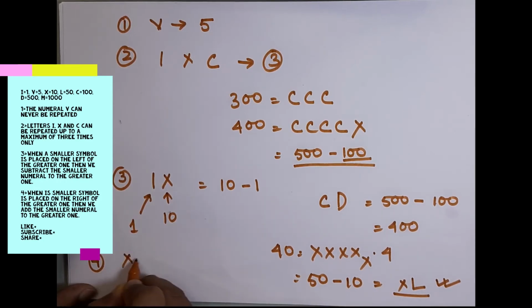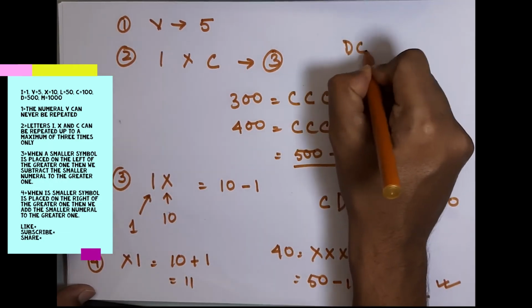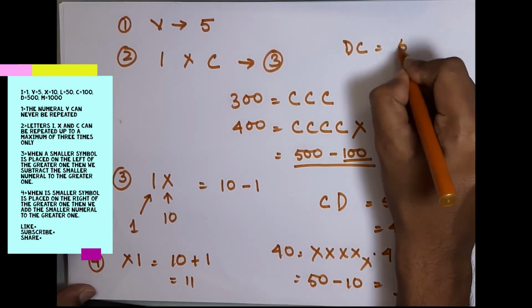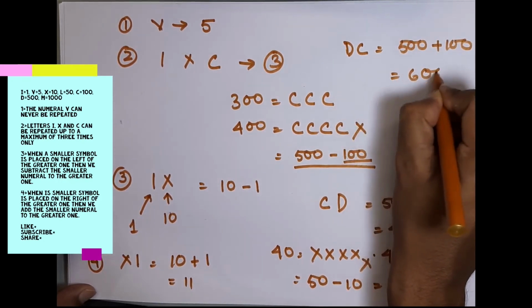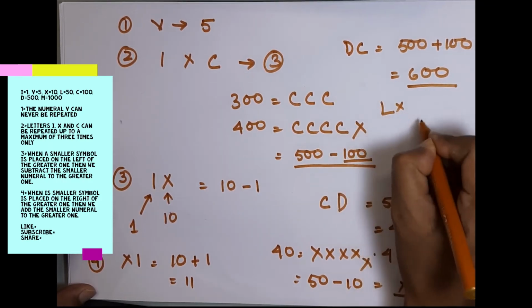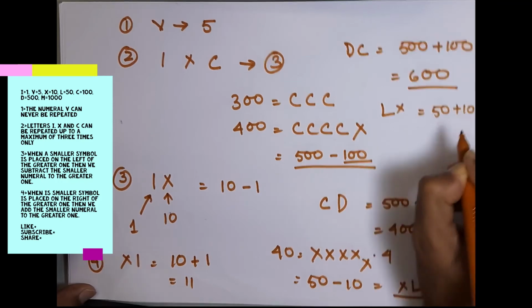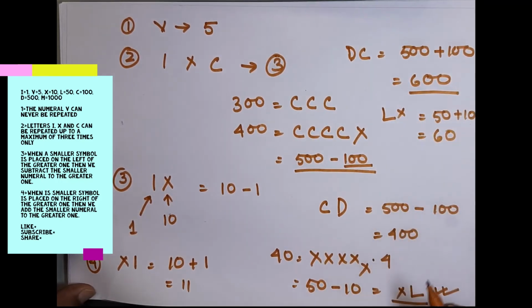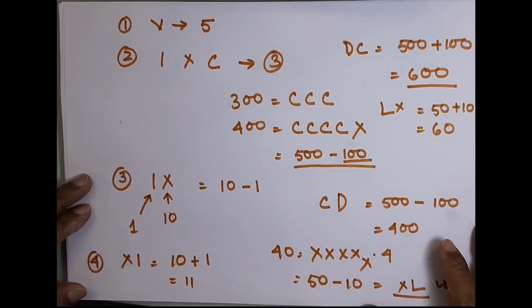So if it is XI, it will be 10 plus 1 because it is on the right side, which is 11. If it is DC, it is equivalent to 500 plus 100, which is 600 in normal presentation. If it is LX, it is on the right side, so 50 plus 10 is equivalent to 60. So that's how the four rules can be explained using examples.